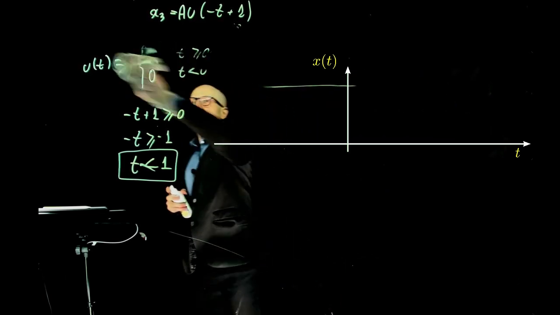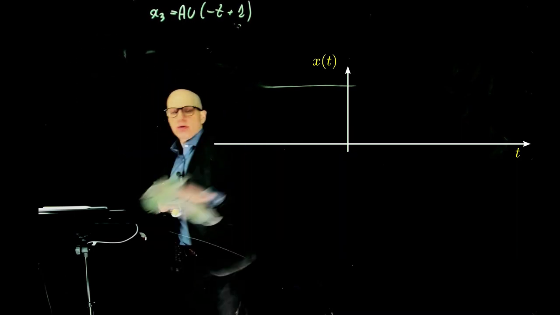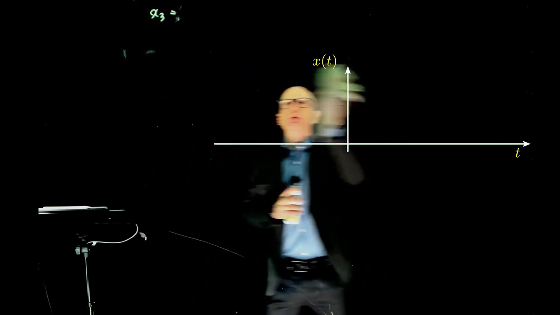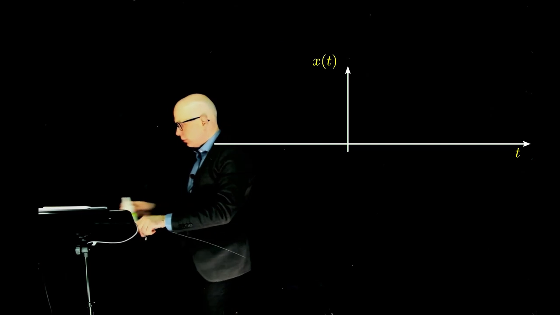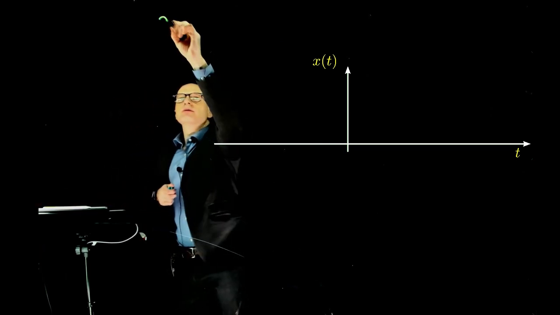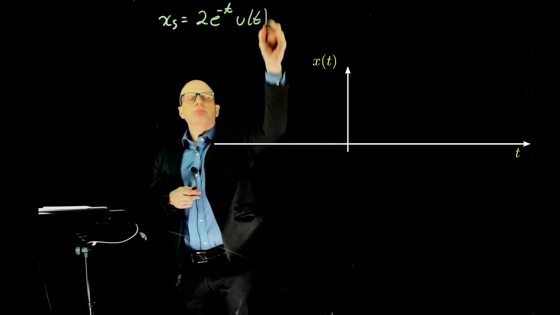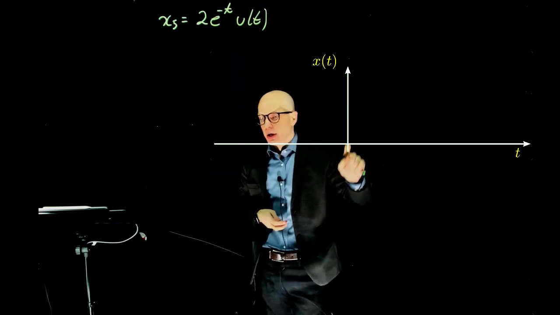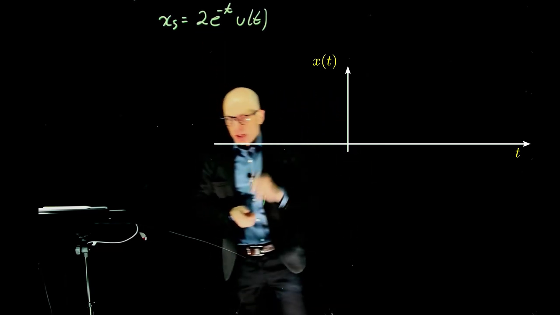The next function is a bit more interesting. Let's do x5. It's 2 exponential of negative t times u of t. So here we have two functions. We have the function u of t, the original one, that will trigger here when time is 0. And you have the function 2 exponential of negative t.